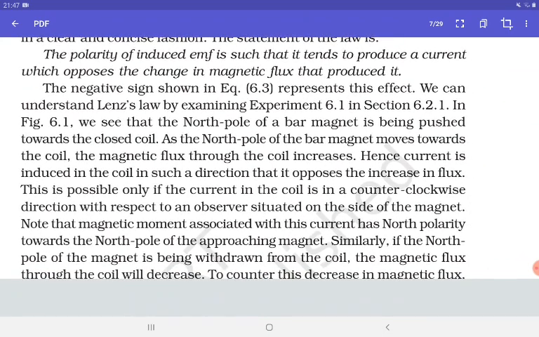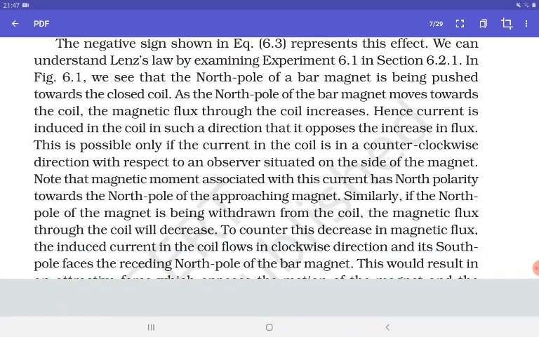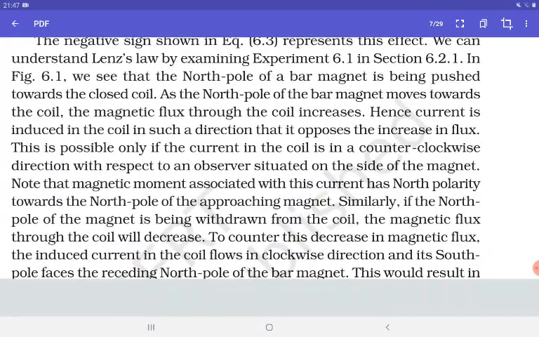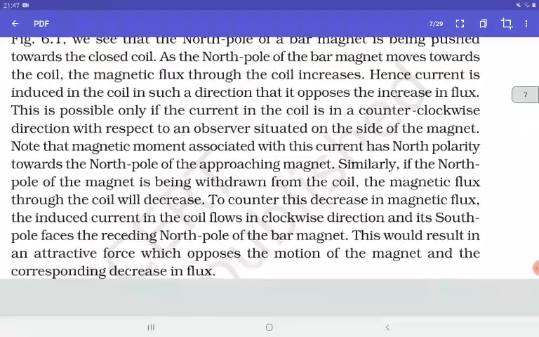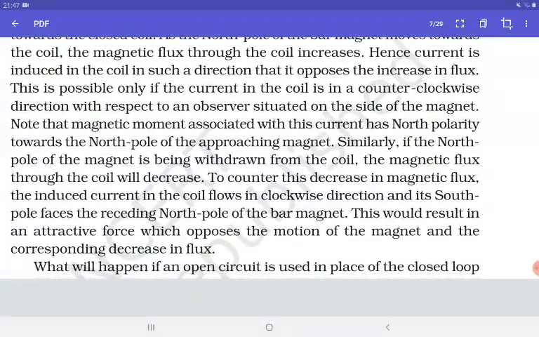In figure 6.1, we see that the north pole of a bar magnet is being pushed towards the closed coil. As the north pole of the bar magnet moves towards the coil, the magnetic flux through the coil increases, hence current is induced in the coil in such a direction that it opposes the increase in flux. This is possible only if the current in the coil is in counterclockwise direction with respect to an observer situated on the side of the magnet. Note that the magnetic moment associated with this current has north polarity towards the north pole of the approaching magnet.